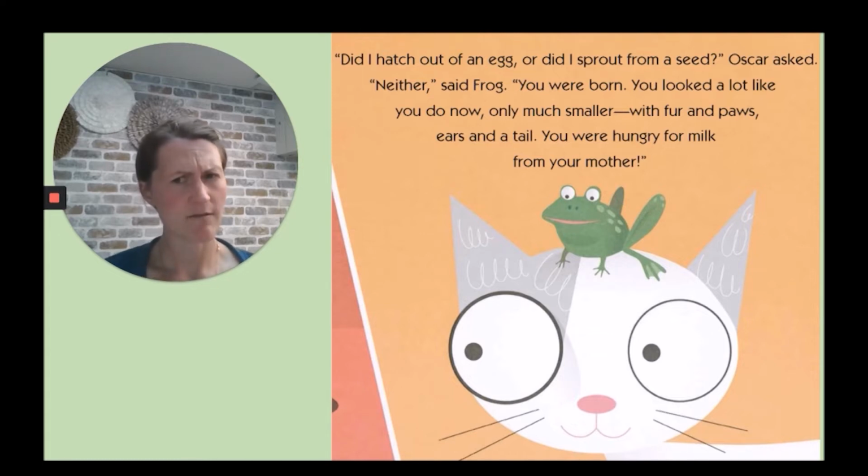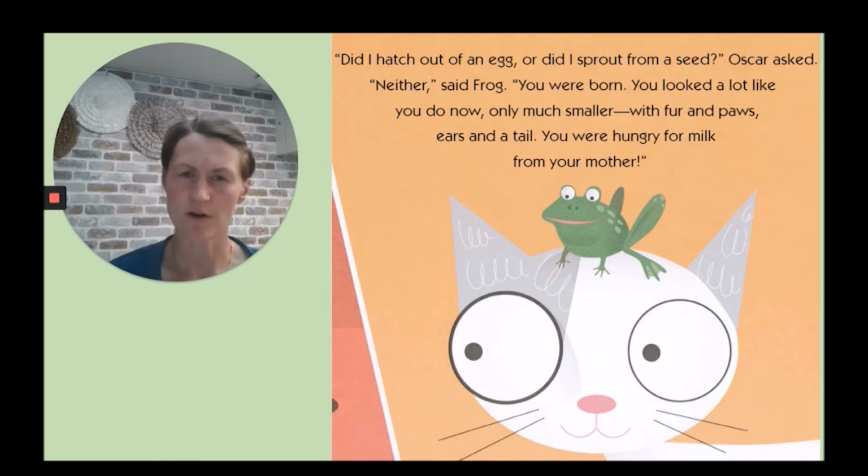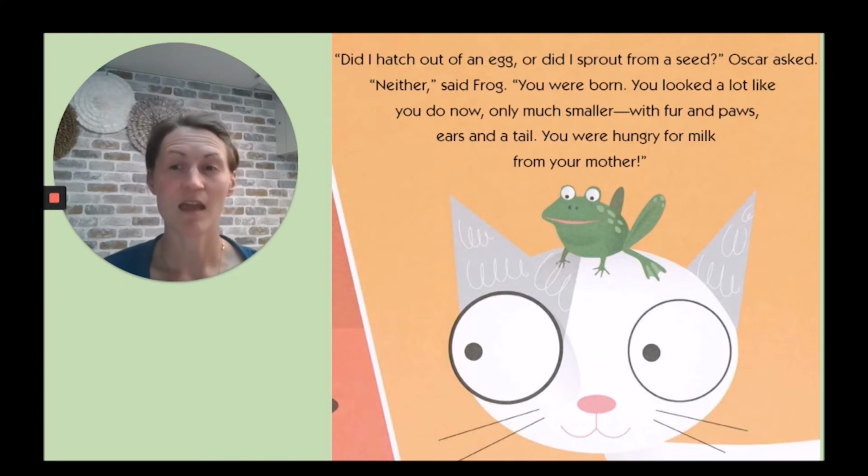"Did I hatch out of an egg, or did I sprout from a seed?" Oscar asked. "Neither," said Frog. "You were born. You looked a lot like you do now, only much smaller, with fur and paws, ears, and a tail. You were hungry for milk from your mother."